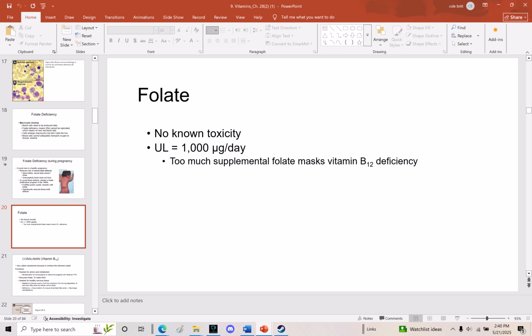Both selenium and copper are important minerals that assist in the movement of electrons through the electron transport chain. False. What two are important? Copper and iron. So this will be true if it said iron and copper.